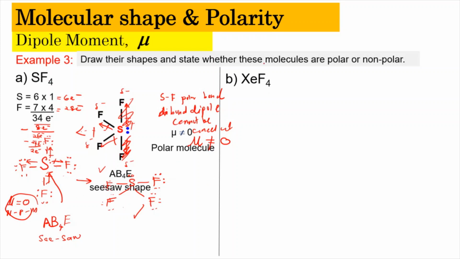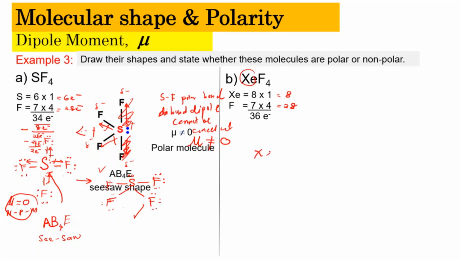Okay, so now let us look into the example of XeF₄. So the valence electron of Xe, which is xenon, is going to be 8. And then we have 4 fluorine, so it's going to be 7 times 4. Okay, so we have 8 here, and then we have 28 here. So 8 plus 28 is going to be 36 electrons. So xenon and fluorine, xenon is going to be the central atom.